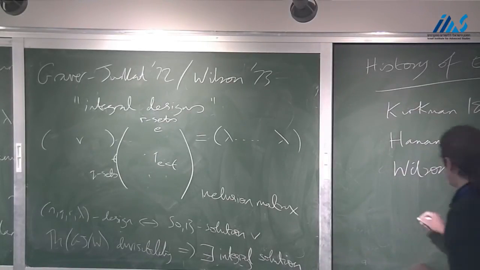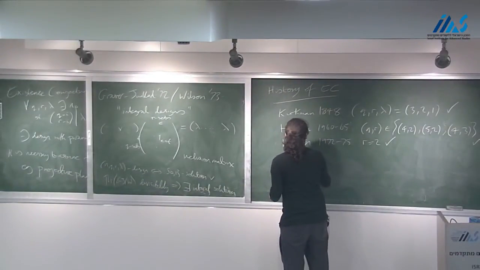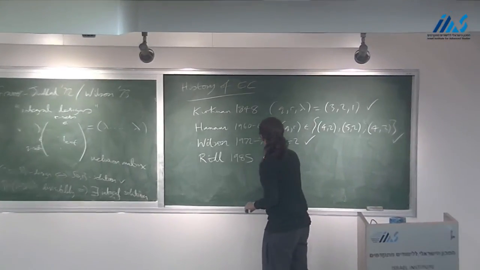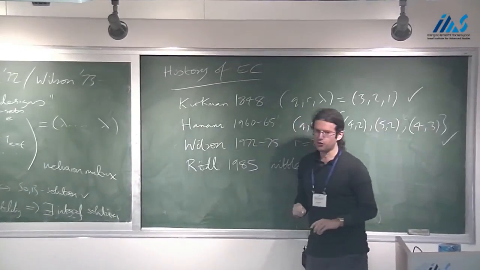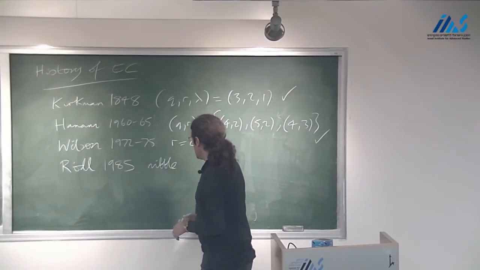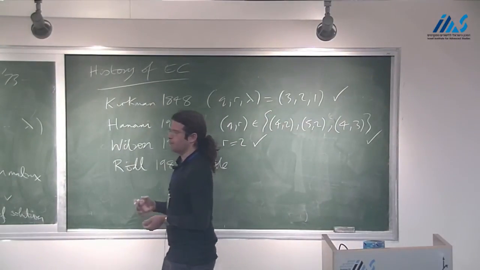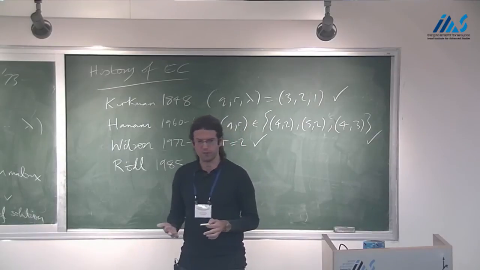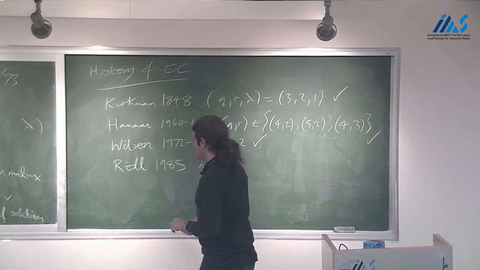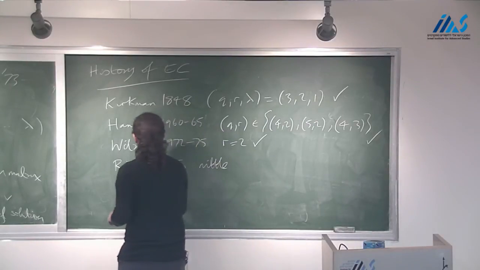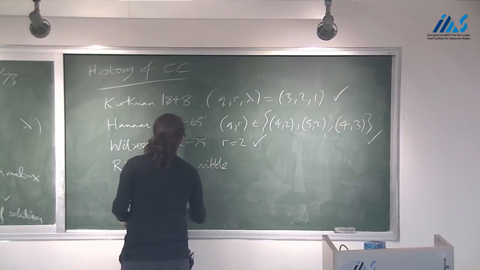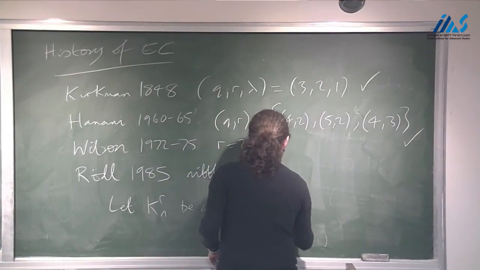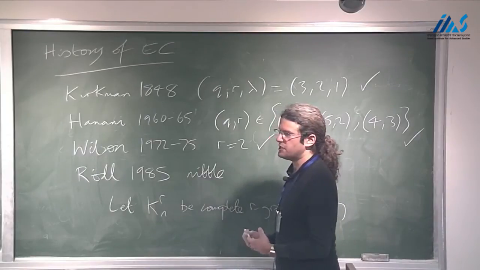What next? The next thing to mention is the work of Rödl, 1985. He introduced a famous method called the nibble, which is now a very important tool in combinatorics. This is a random construction method which gives an almost solution to the problem. So we relax the problem: instead of covering all of these sets of size R, let's try and cover almost all of them. Let's phrase it in terms of decomposition. Let K_N^R be the complete R-graph on N vertices, where every set of size R is an edge.